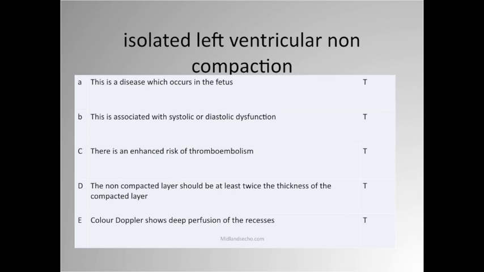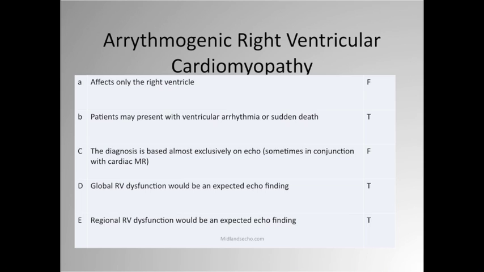That's true. That's one of the problems with it. The other problem with it is the arrhythmias. So you'd know those two important complications. In terms of diagnosis, the non-compacted layer should be at least twice the thickness of the compacted layer. That's one of the conditions that's used, so you should know that is true. And coloured Doppler shows deep perfusion of the recesses. Again, that's one of the particular features of non-compaction. You should know the words.